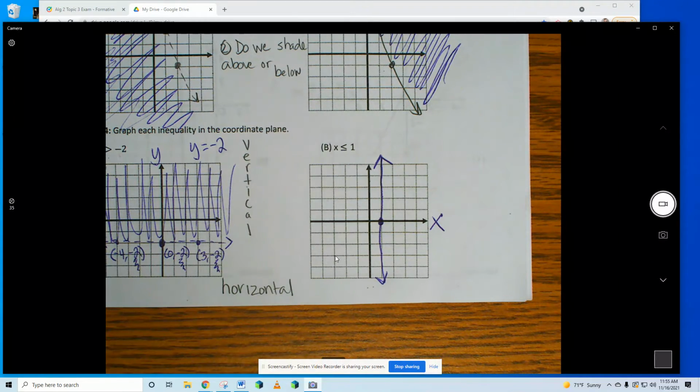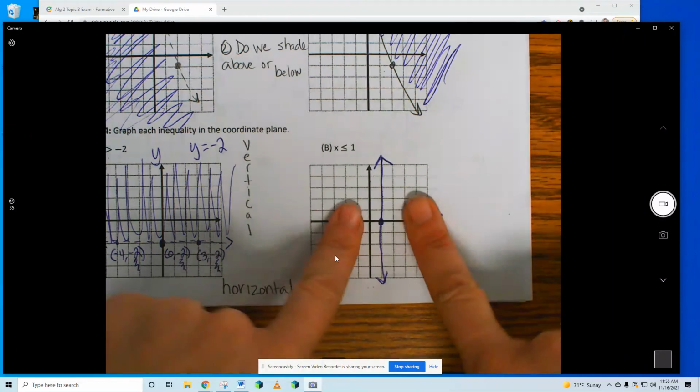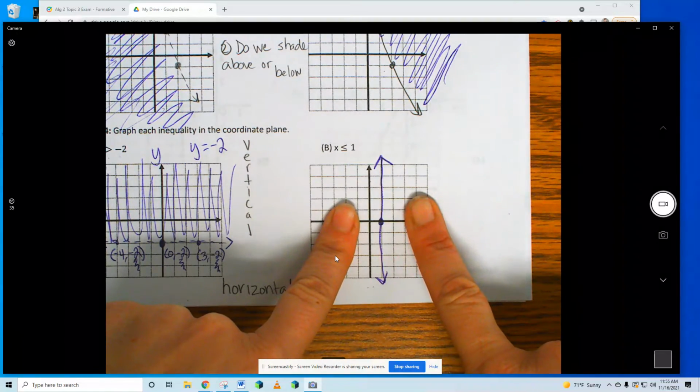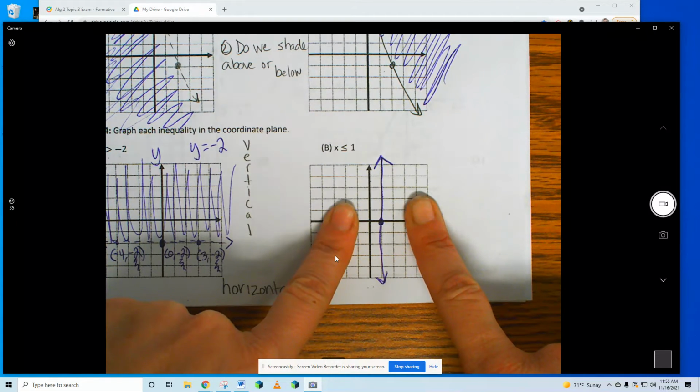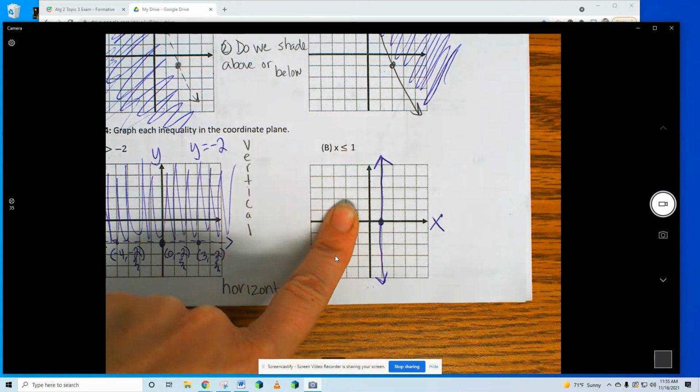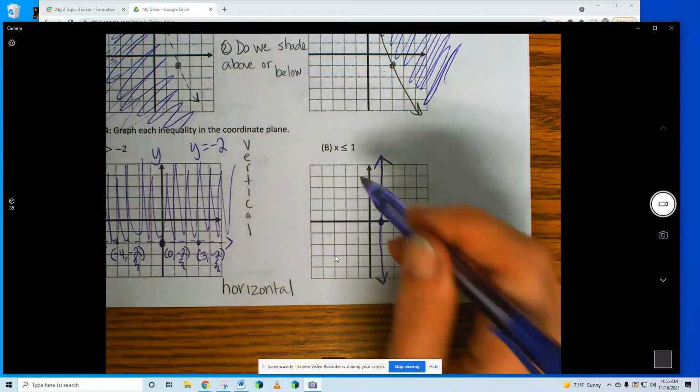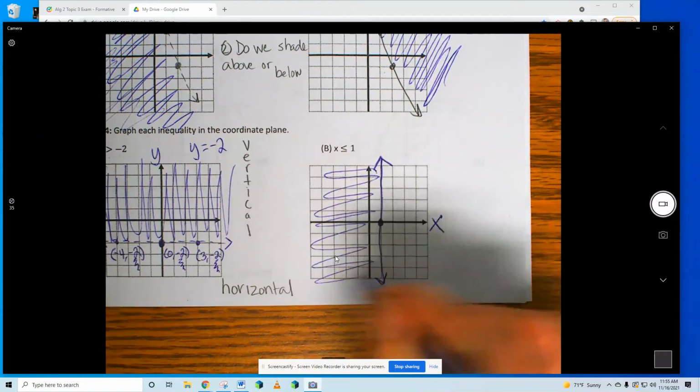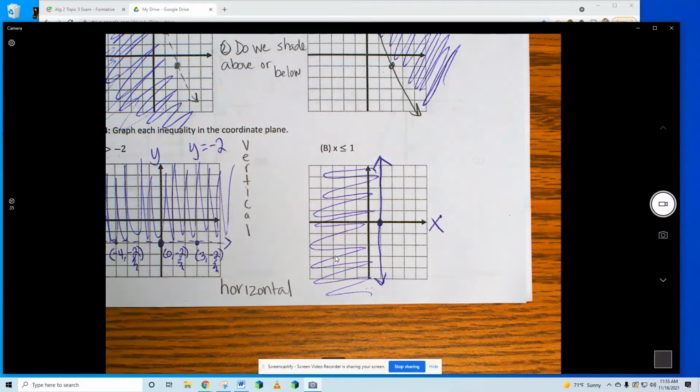And less than the line. Which finger is less than the line? My left or my right? Less than the purple line. What finger? Left. That's less than my left finger. Yep. So, shade. Okay.